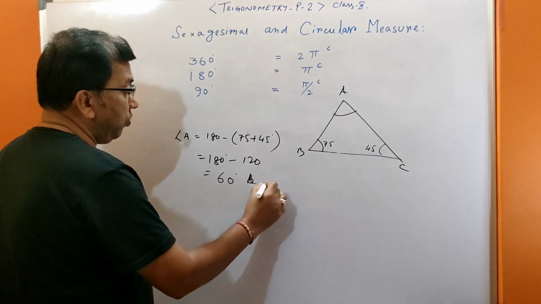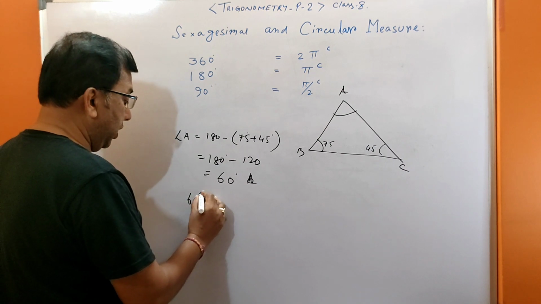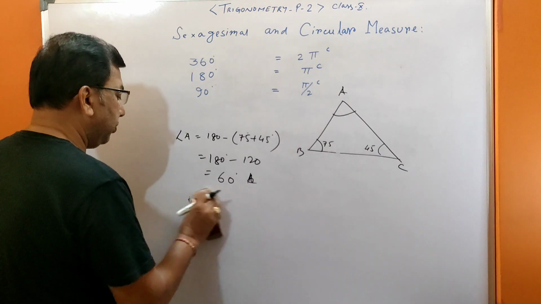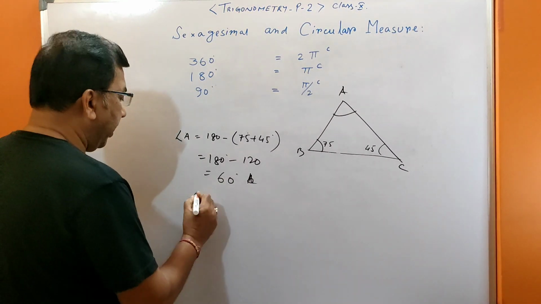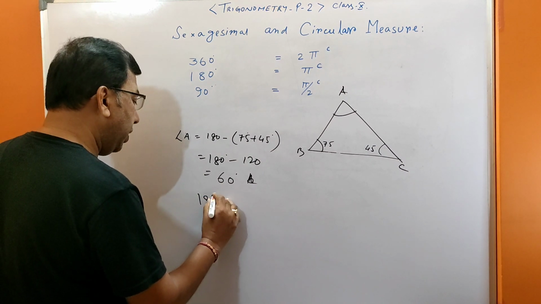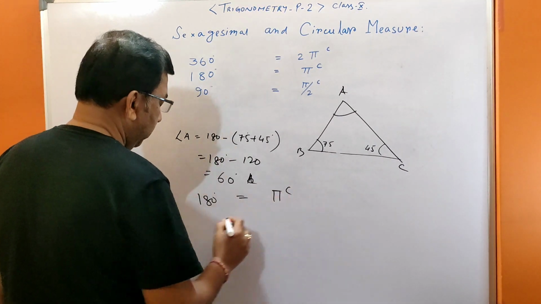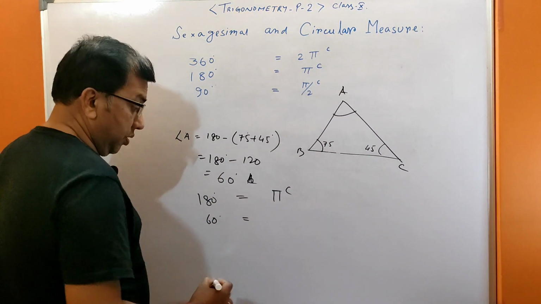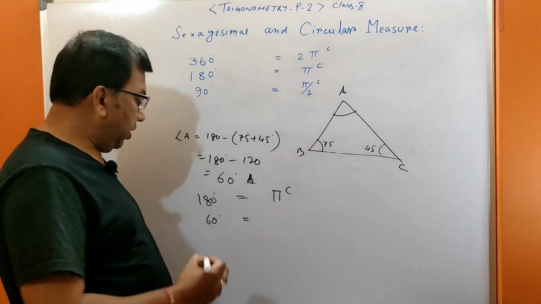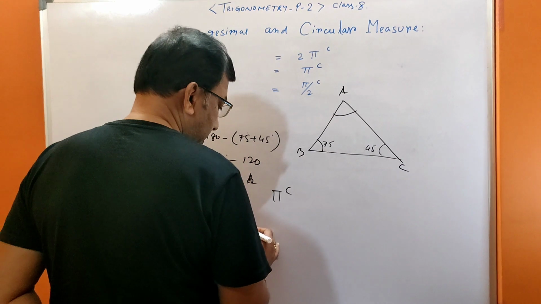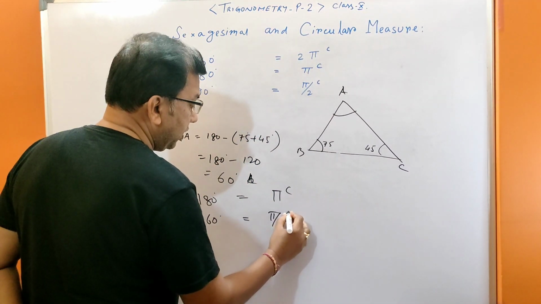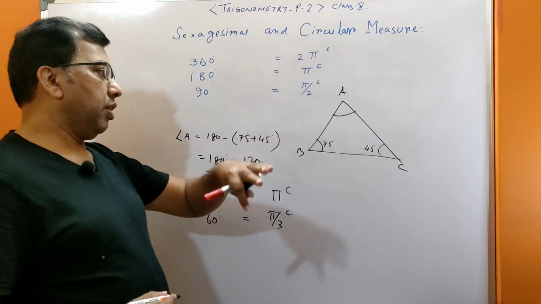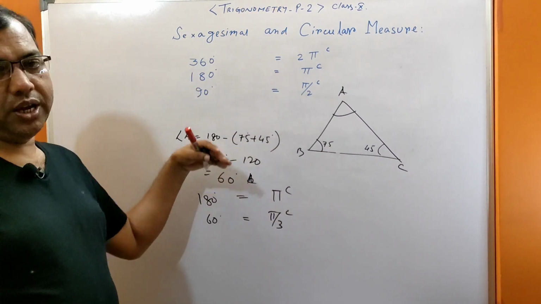This is one answer, and for the next answer, 60 degrees you have to convert into radian. What do we know here? 180 degrees equals pi radian. Therefore, by the unitary method, 1 degree equals pi by 180, and 60 degrees equals pi by 3. So the answer will be pi by 3 radian. Okay, clear? So any angle you are able to convert in sexagesimal and circular measure.